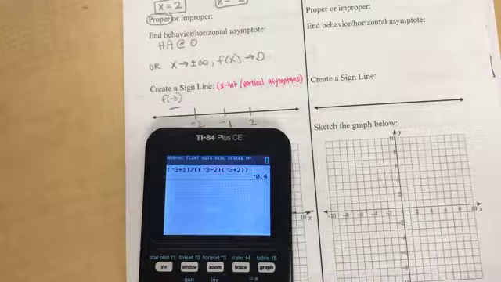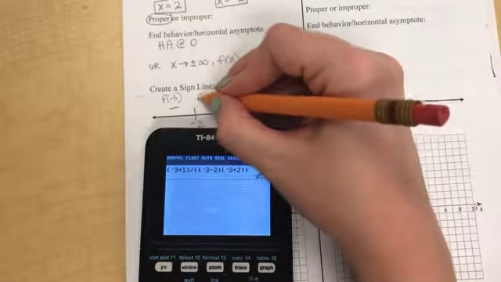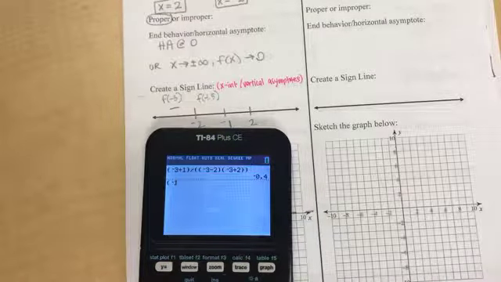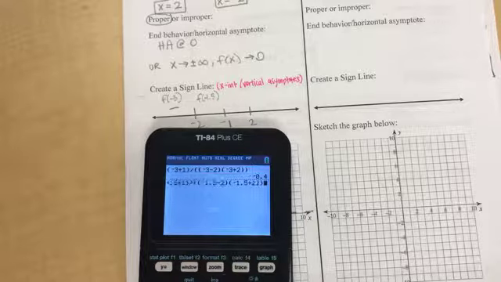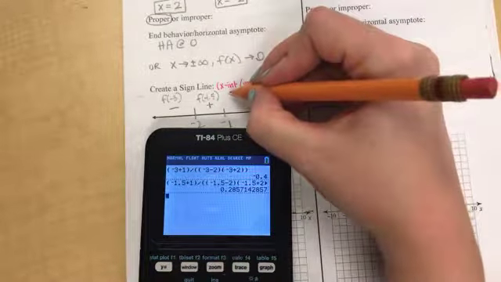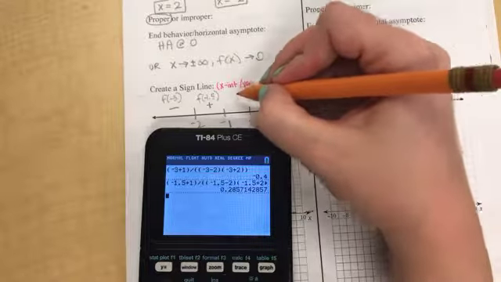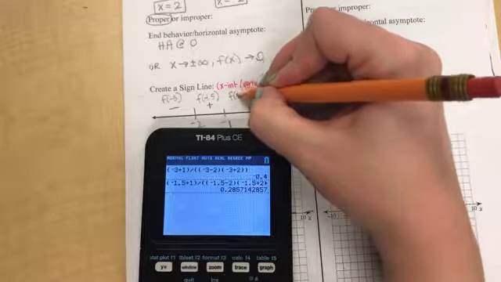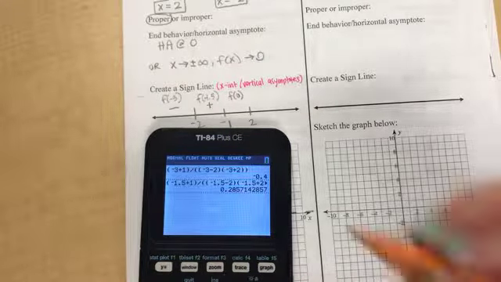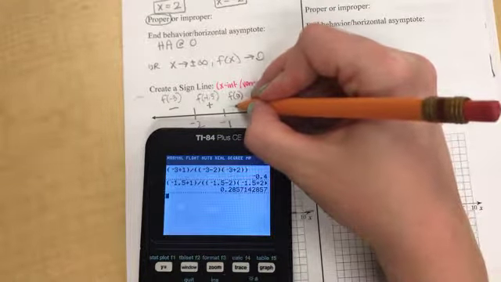I'm going to choose a number between -1 and -2, so maybe -1.5. -1.5 plus 1 divided by -1.5 minus 2 times -1.5 plus 2. This gives me a positive number. I'm going to choose a number between -1 and 2, so maybe a 0. We've already plugged 0 in for x when we did our y-intercept, and we saw that that was a negative number.